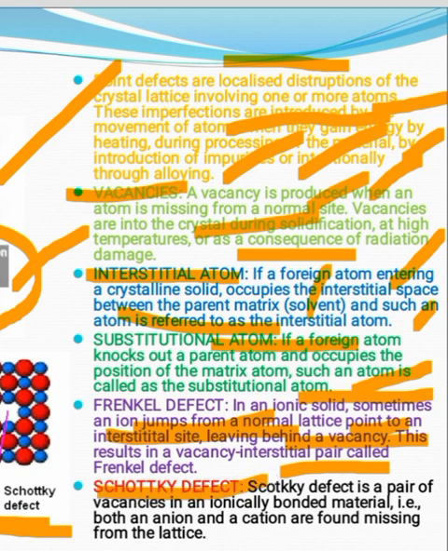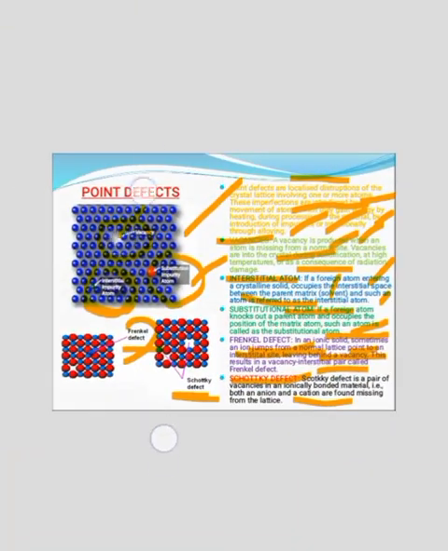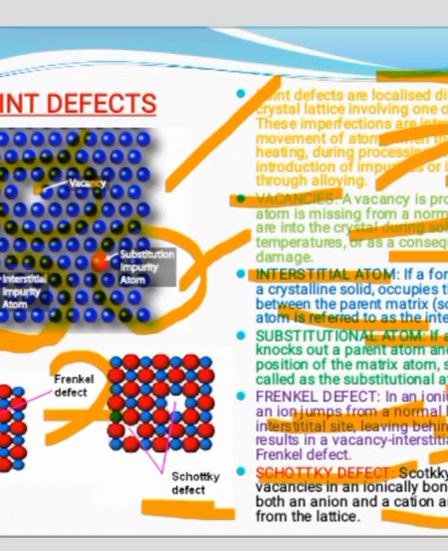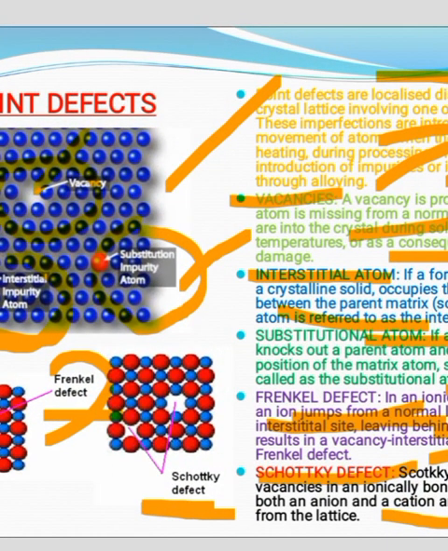Schottky defect. A Schottky defect is a pair of vacancies in an ionically bonded material. Both an anion and a cation are found missing from the lattice. So this is the case of Frenkel and Schottky defect.